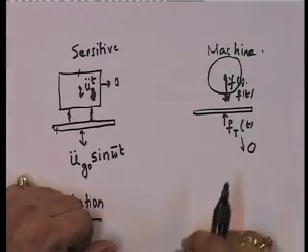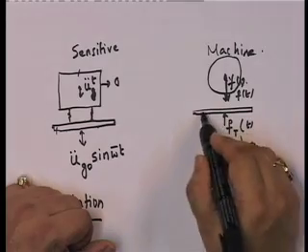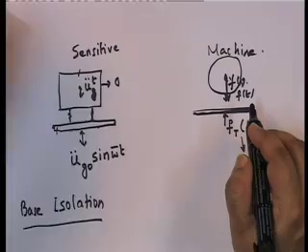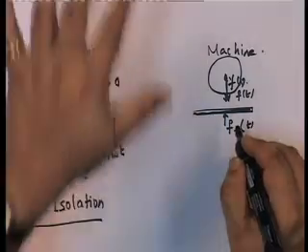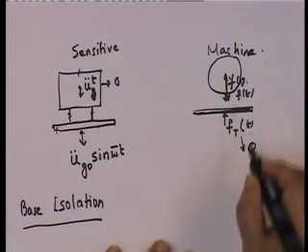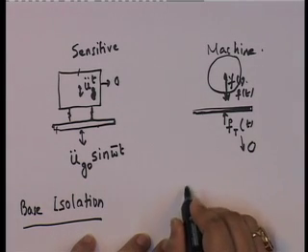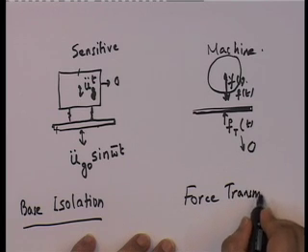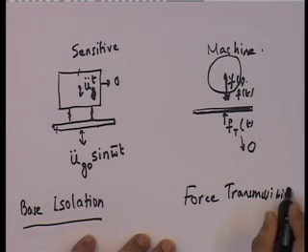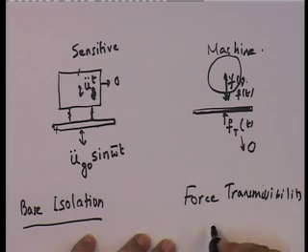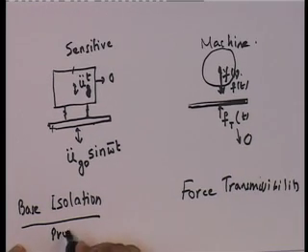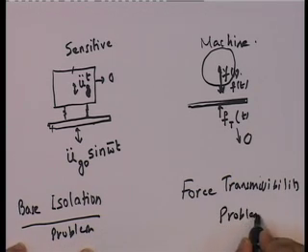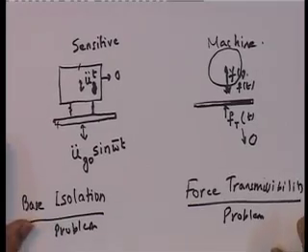And what I want to do is, let the machine vibrate, but I do not want the floor to vibrate at all, because after all, on the floor are some other kinds of things where I do not want to transfer this force. So, this is actually a force transmissibility problem. And the earlier one is a base isolation problem.